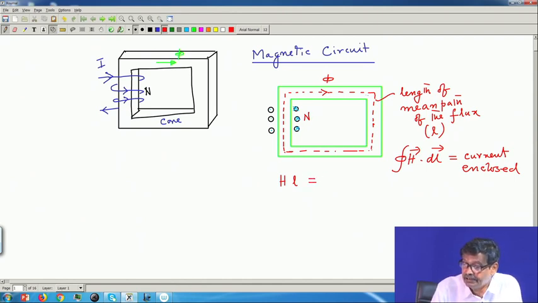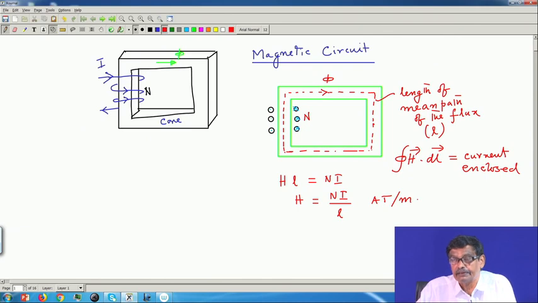How much current is enclosed by this path? N into I, N into I. We know this, so I will not spend much time on it. So, this is N I by L. Its unit is ampere turns per meter. This will be the case.